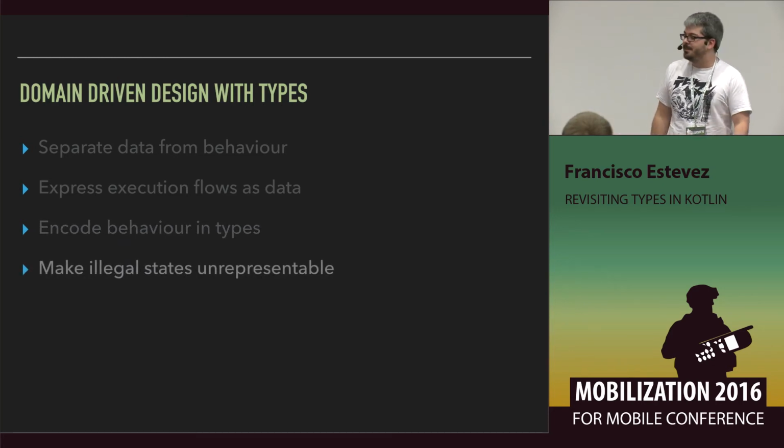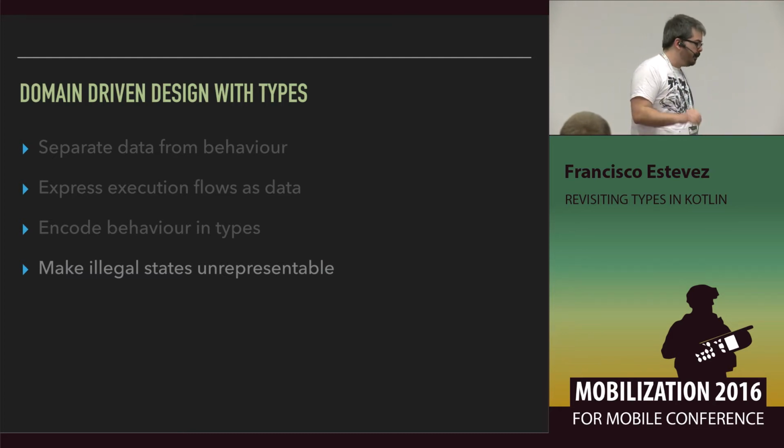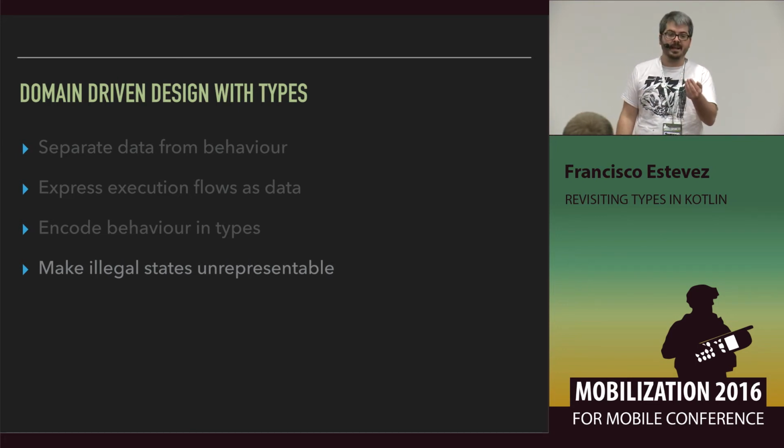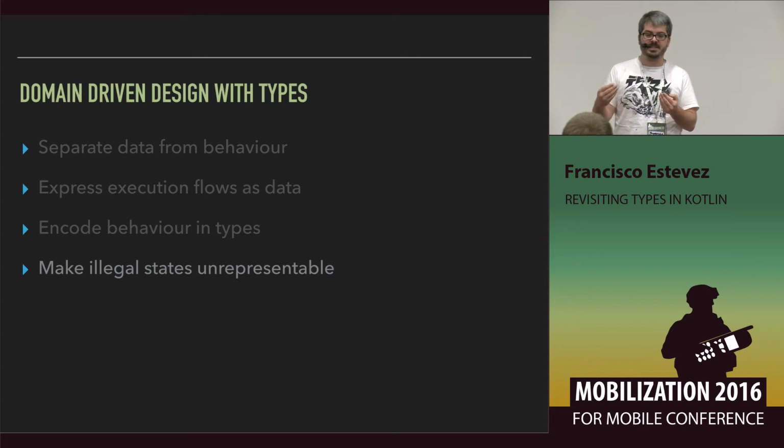This is one of the greatest parts: you want to make illegal states unrepresentable. Because you have data now instead of method calls, you have to find a way of matching whatever validation you have to a different state.